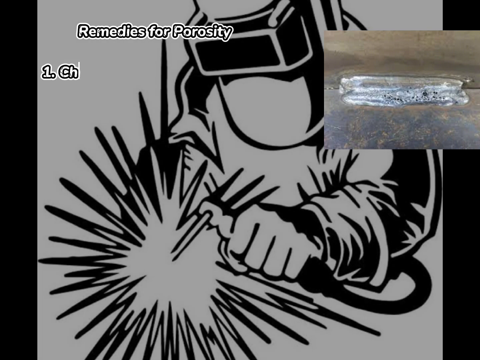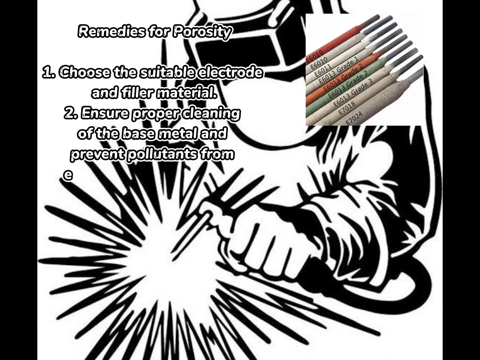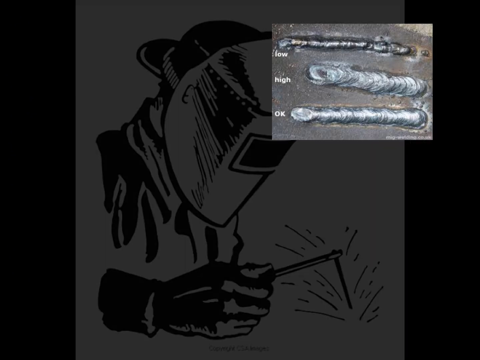Remedies for porosity. 1. Choose the suitable electrode and filler material. 2. Ensure proper cleaning of the base metal and prevent pollutants from entering the welding area. 3. Adjust the welding speed as it varies across different welding techniques.